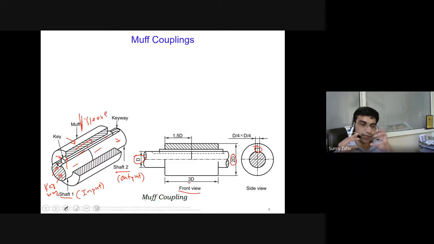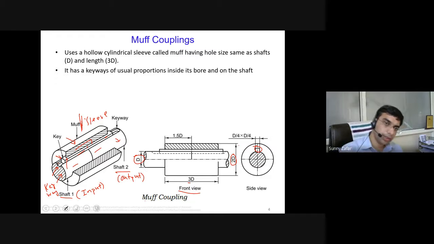What we are doing is assembling parts together. Now you make the shaft separately, you make the key separately, you make the muff separately. What you have to ultimately do is assemble all of this in an assembly drawing to create a front view and the side view of the coupling.